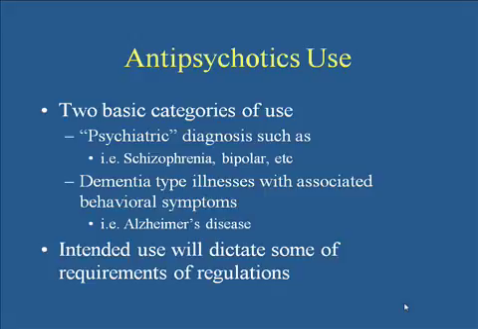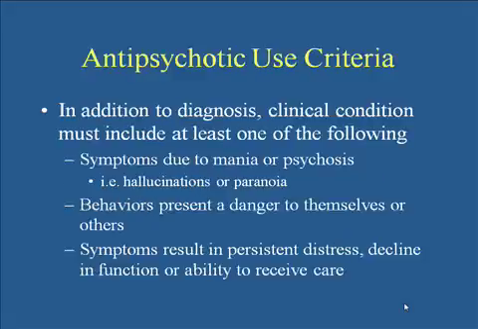The reason why it's important to consider these two basic categories of use is because their intended use will dictate some of the requirements of our monitoring and our gradual dosing reduction requirements. In addition to a diagnosis, we do need to have a clinical condition to include, documenting why these agents are necessary.